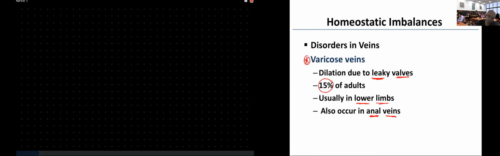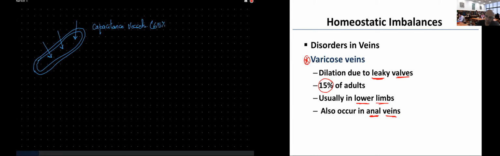If you remember, the veins have a thin wall compared to the walls of the arteries, and they normally have a large lumen. That's why we call the veins the capacitance vessels. Because remember, 65% of the blood volume is going to be kept inside those veins. But something that we need to be aware of is that those veins cannot tolerate high pressure.